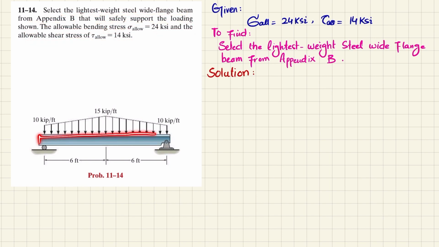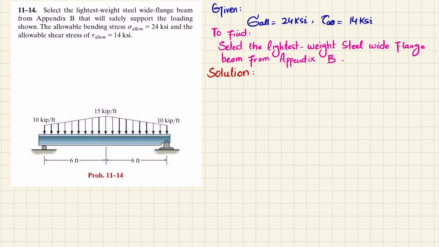You can see this is a beam having a roller support at this end and a pin support at this end. There is a load which we will divide into a uniformly distributed load and then a uniformly increasing load. All the values of the loads are given. We have to select the lightest weight flange beam that can safely support the load. So let's start with the solution.